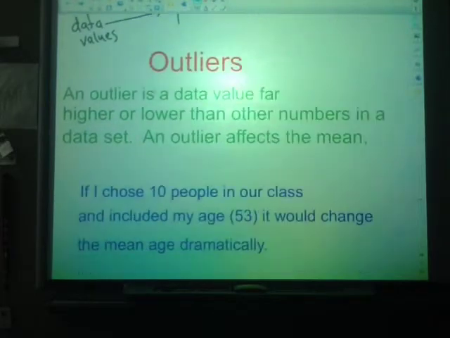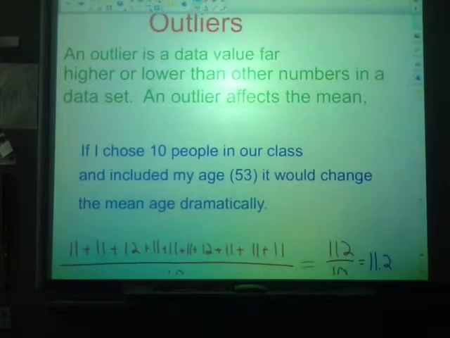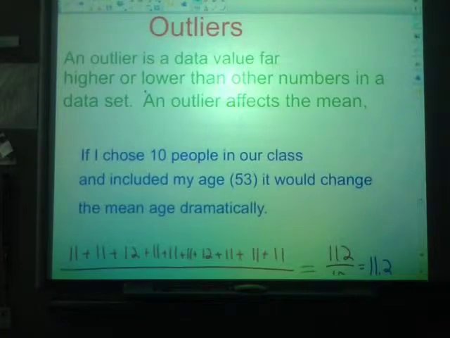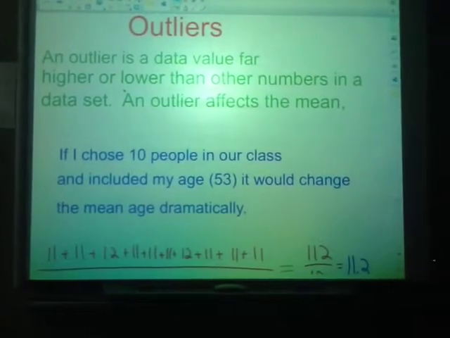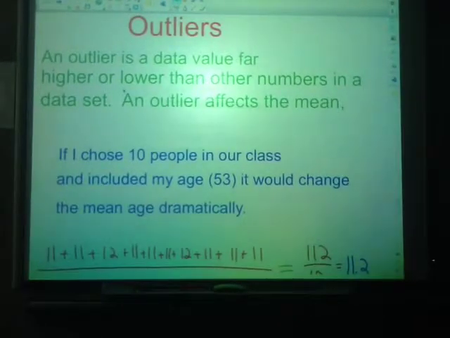We're going to scroll down a little bit here. Talk about outliers. Later on in the chapter, you will learn a formula for figuring out exactly what an outlier is. For now, what you need to know is an outlier is a data value far higher or lower than the other numbers in a data set. An outlier definitely can affect the mean of a set of data.